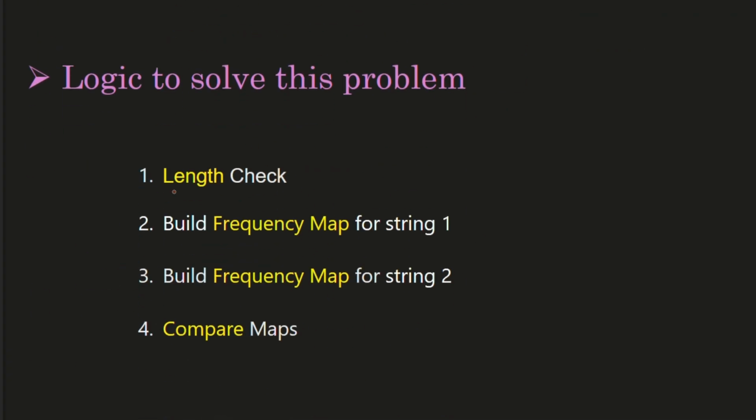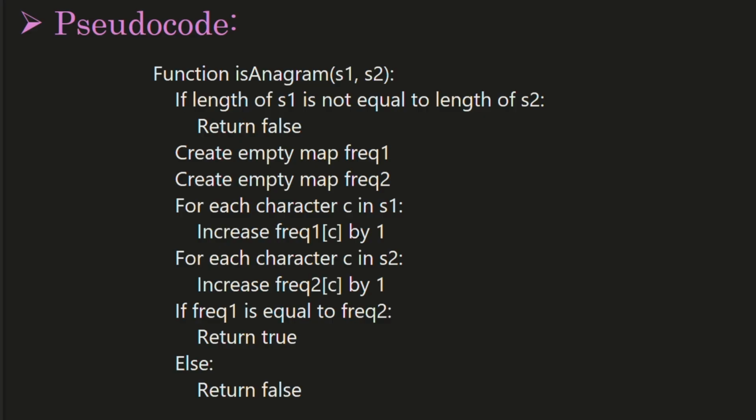Intuition. First, check if the lengths of the two strings are equal. Then, build a frequency map for each string, and finally compare the two maps to determine if they are the same. Pseudocode. Function isAnagram, S1, S2.